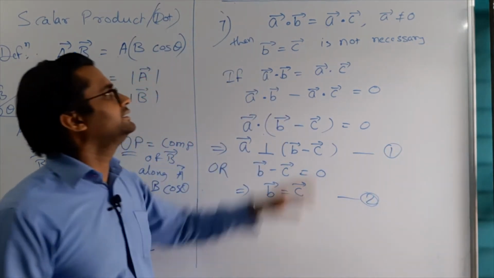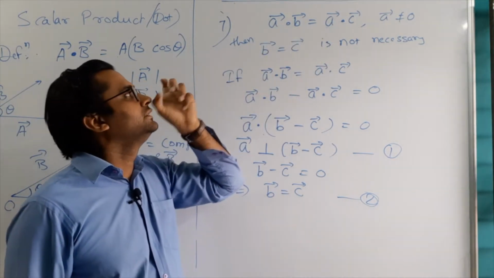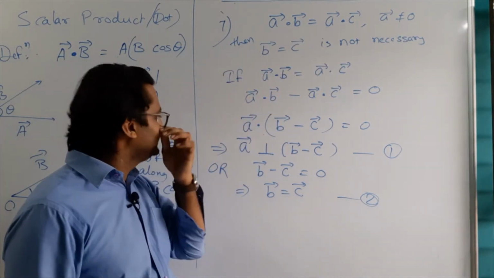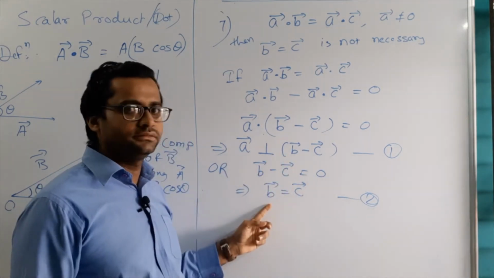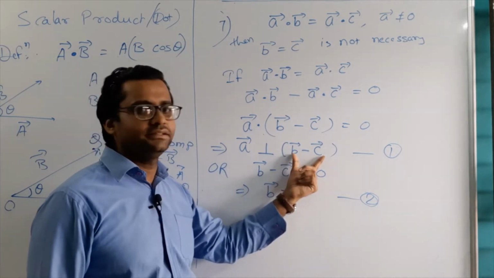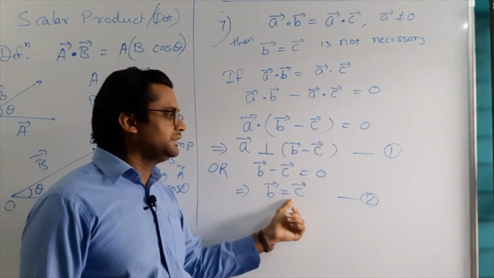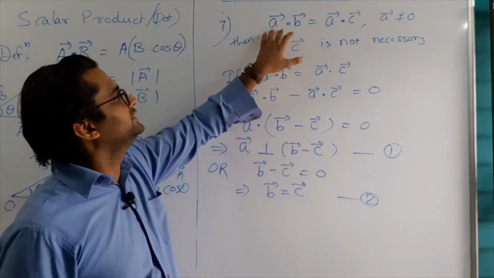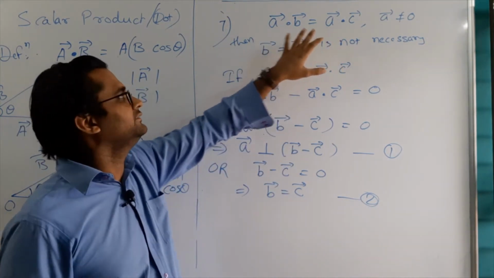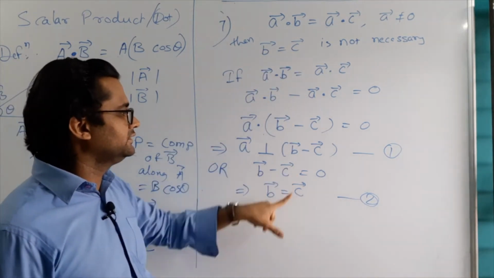So if we say that this equation is valid, a bar dot b bar is equal to a bar dot c bar, again a bar is non-zero, then there are two possibilities here. The first is a bar may be perpendicular to b bar minus c bar, and if this is not true, then b bar will be c bar. Okay, so from this a bar dot b bar equal to a bar dot c bar, we cannot directly write that b bar is equal to c bar. There are two possibilities, number 1, number 2.